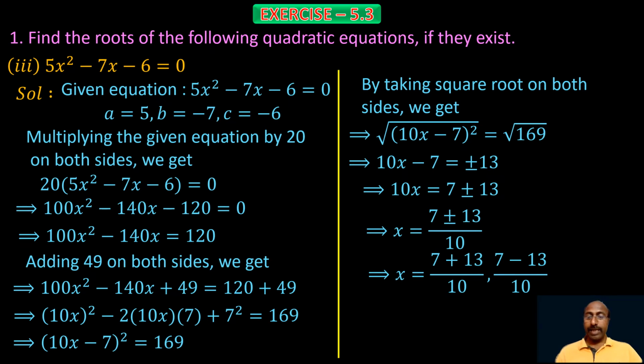That is either 7 plus 13 by 10 or 7 minus 13 by 10. We have to take both values, plus and minus. And we know 7 plus 13 is 20. 20 by 10 is 2.